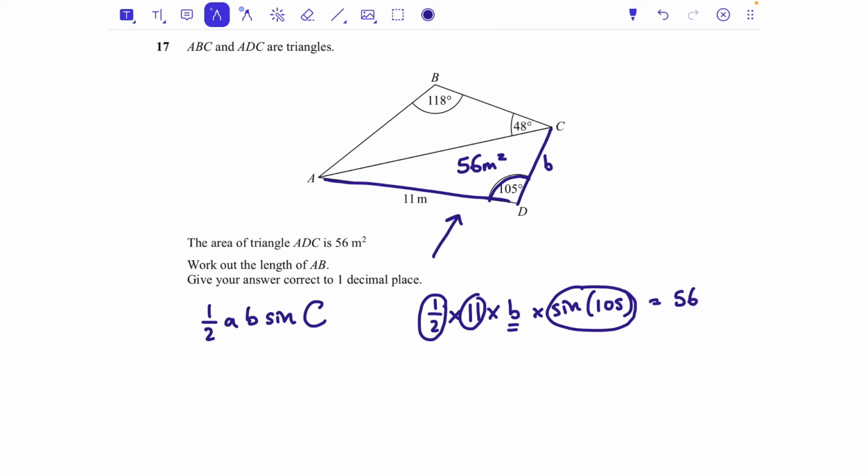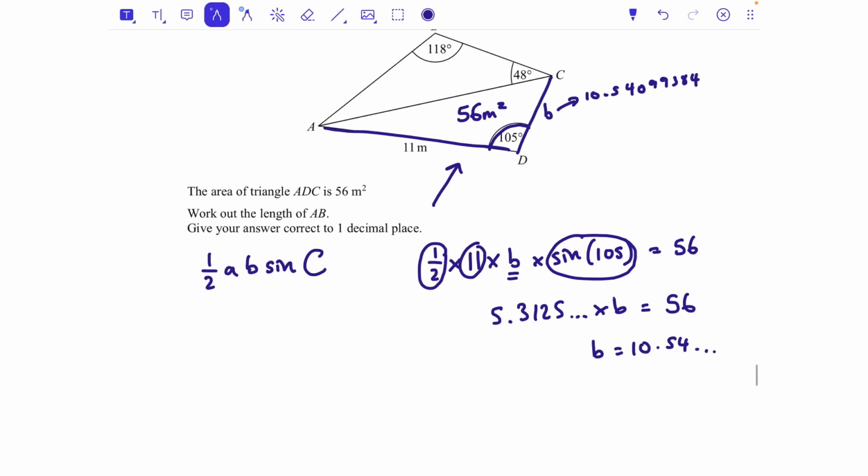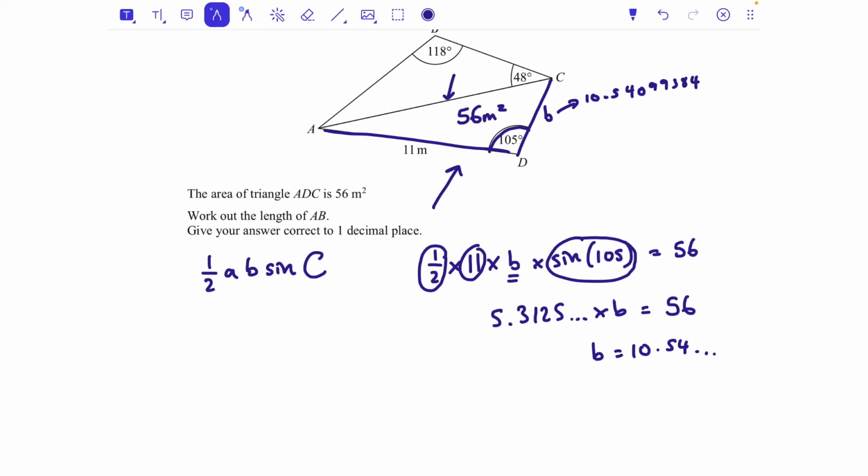Now what we can do to get B is I can do half times 11 times sine 105 and then do 56 divided by whatever that is. So 0.5 times 11 times sine 105 is 5.3125 times B equals 56. So to find out what B is, I'm going to do 56 divided by that answer, and that is 10.54. So this side here is 10.54099384.